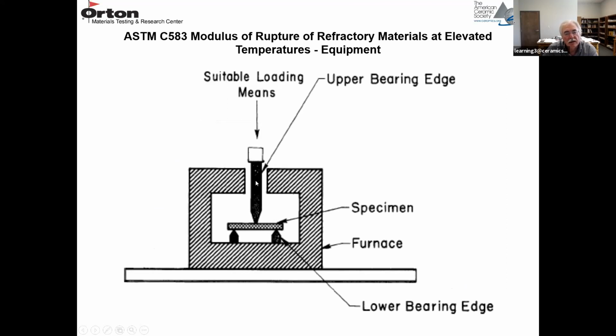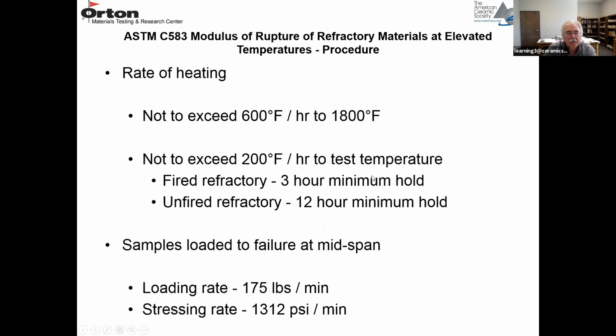So here's a schematic diagram of the test setup. Your sample is measured in 3-point bending. Here's your sample, the 2 bottom knife edges for the support and the top knife edge for applying the load. There's a furnace surrounding the sample, and this is sitting in some type of mechanical test machine where you can apply a load to the top ram.